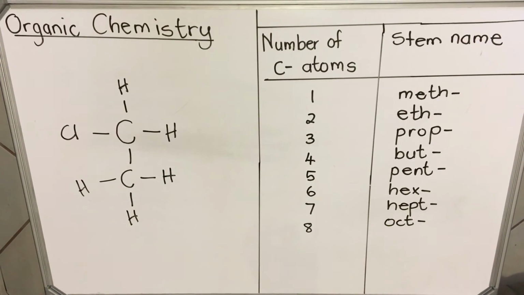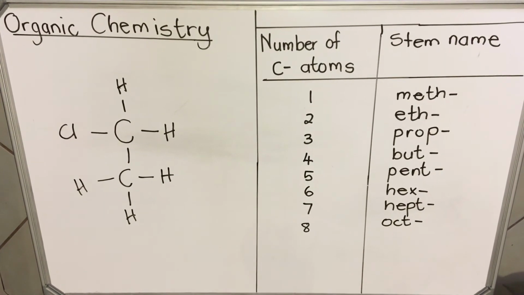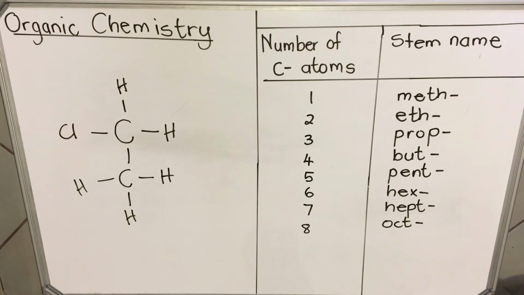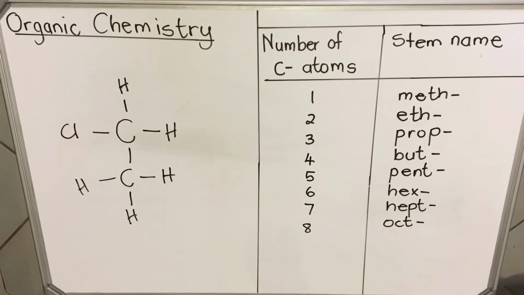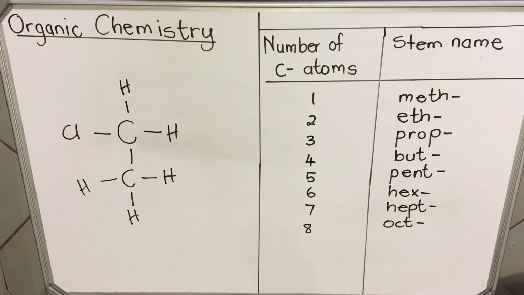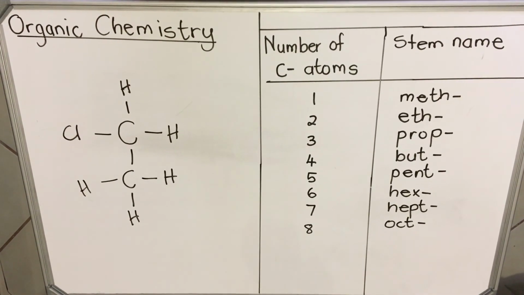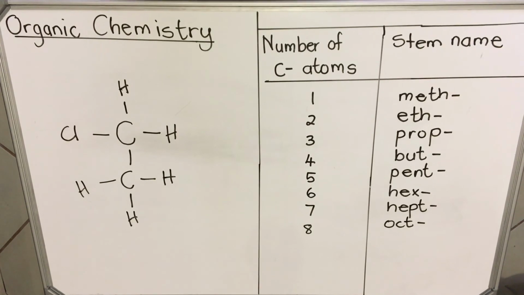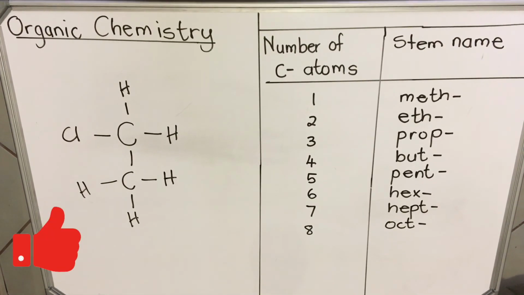So what I want you to do, grade 12s, is to take time when you are going to the shop, when you are washing dishes, you go 1 meth, 4 but. You memorize them. If you memorize these stem names, your chemistry will be much easier.